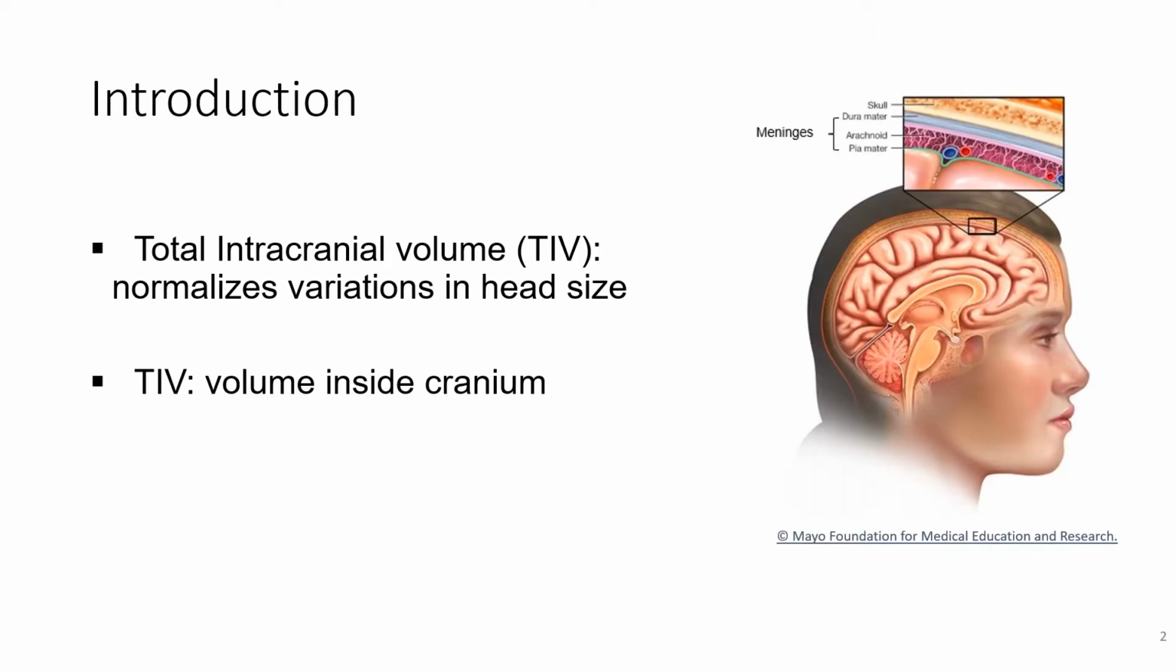In simple words, one can say that TIV is the volume inside the cranium, and the cranium consists of the meninges and the brain. As you can see from the figure, the meninges consist of three thin membranes, that is the dura mater, the arachnoid, and the pia mater. In the image, we can also see that the dura mater is closely adhered to the skull surface.